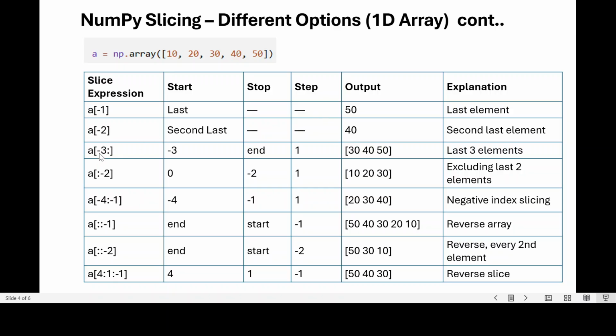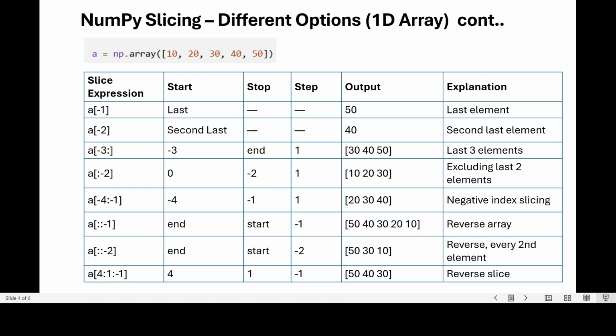Then the next expression a[-3:]. This expression starts from the third last element and continues until the end. So the output is 30, 40, 50. Then the next expression a[:-2]. Here NumPy starts from the beginning and stops before the second last element. So the output is 10, 20, 30.